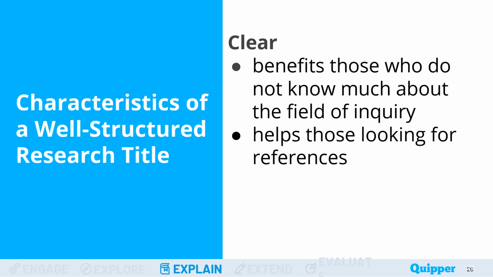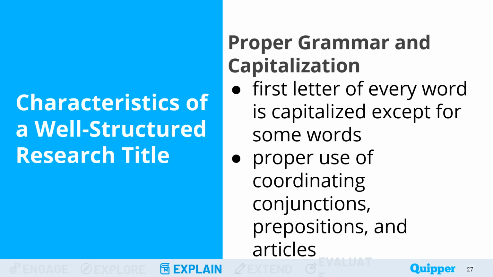Next, it should be clear. It benefits those who do not know much about the field of inquiry and helps those looking for references. So you should eliminate vagueness in your research title. In quantitative studies, as much as possible, avoid sounding artistic. As I mentioned earlier, it should be straightforward and direct.